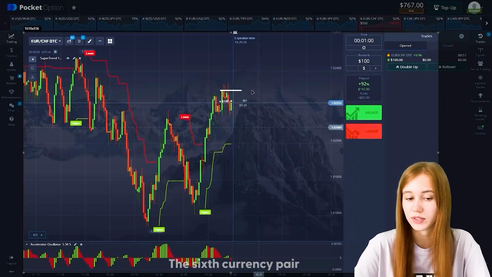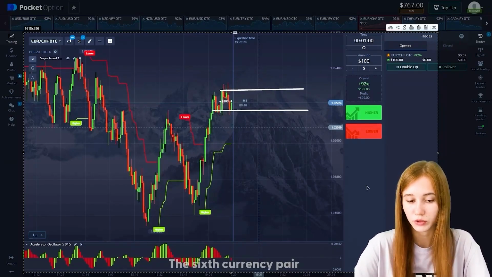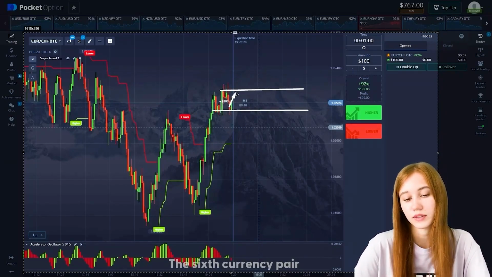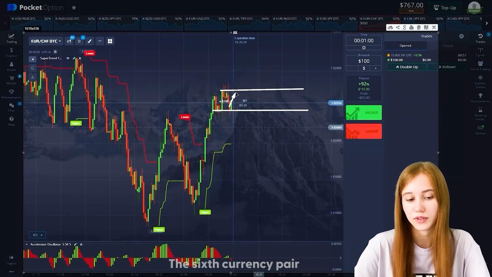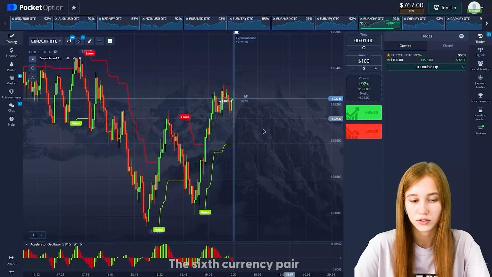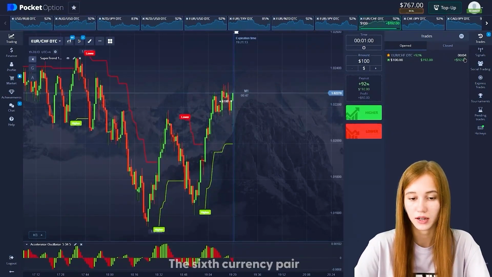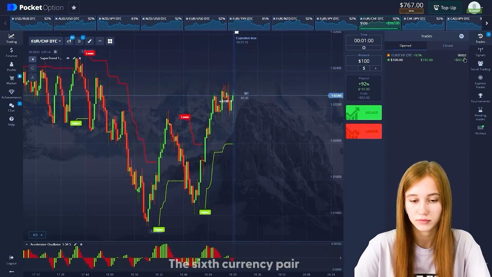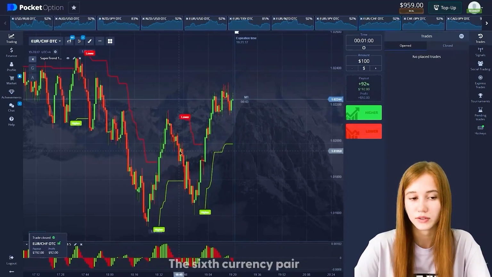Also, if we see a resistance level and the support area, we will move towards this resistance area during the consolidation period. So we opened up, and the super trend also shows an increase. Corrections. Let's see. 5 seconds left, and your profit is $92. Good.